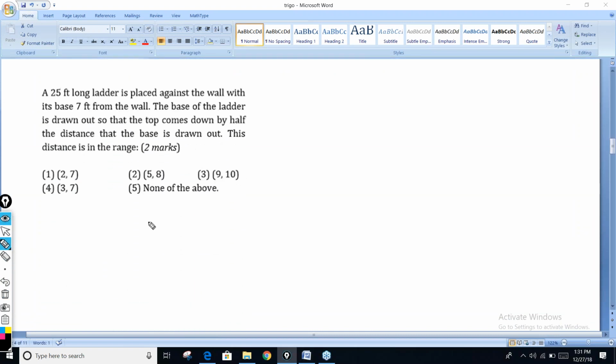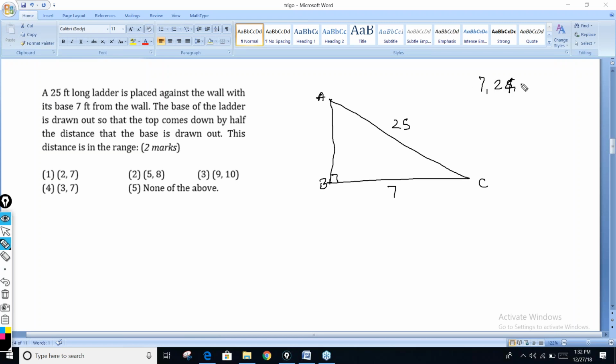Next question says a 25 feet long ladder is placed against a wall with its base 7 feet from the wall. So there is a wall, there is a ladder which is 25 feet, and its base is 7 feet away from the wall. So that is 7, that is 25, and that is the wall. So after looking at these numbers, I can say that this part will be 24. If you remember the triplet, it is 7, 24, 25.